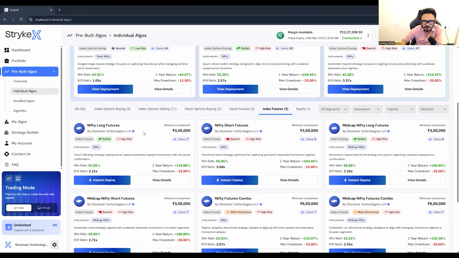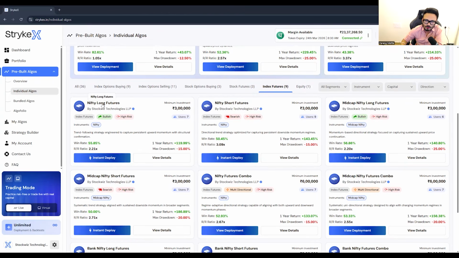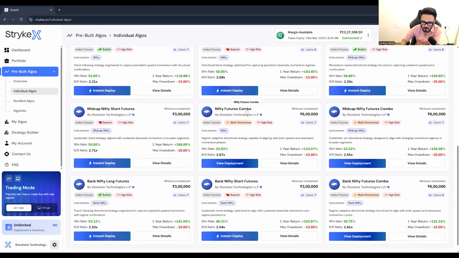So when you are going with futures, again, you can either go for long futures, short futures in Nifty, long futures in mid cap, short futures in Nifty. But I will again tell you the same thing. Don't go for individuals, go for the combo or go for the bundle. This will take trades in both direction. And futures only if you have the capital requirement and only if you are willing to risk about 90,000 rupees per lot. So you can see the minimum investment is 6 lakh, max drawdown is 15%. 6 lakh into 15, 90,000 rupees approximate risk per lot will be existing.